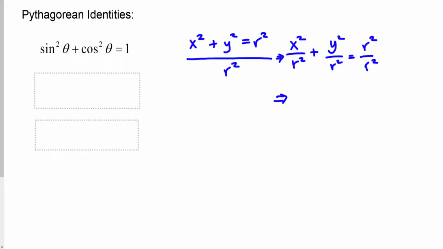So x squared over r squared is the same thing as cosine squared, since x over r is cosine. Y over r is sine, so y squared over r squared is sine squared theta. R divided by r is 1, so r squared over r squared is still 1. And that's where the Pythagorean identity comes from.